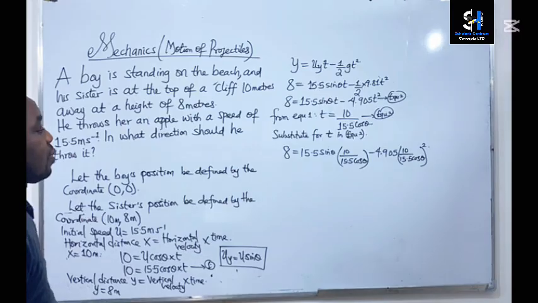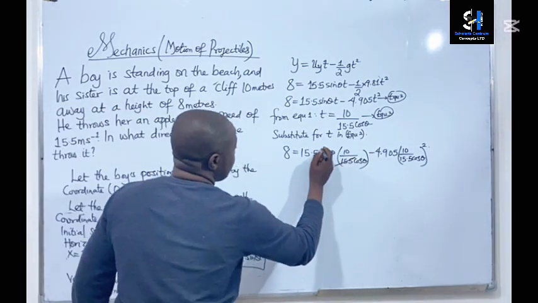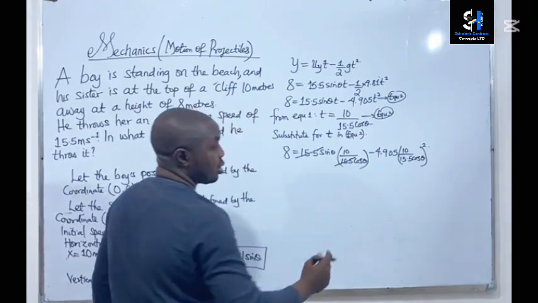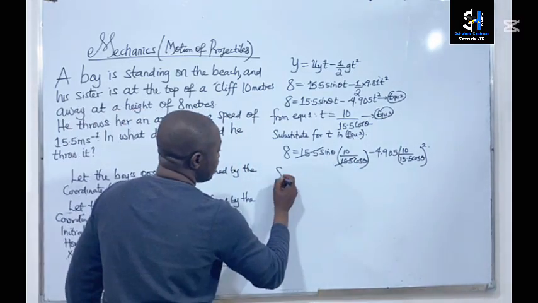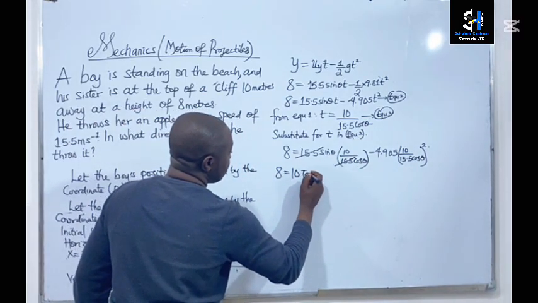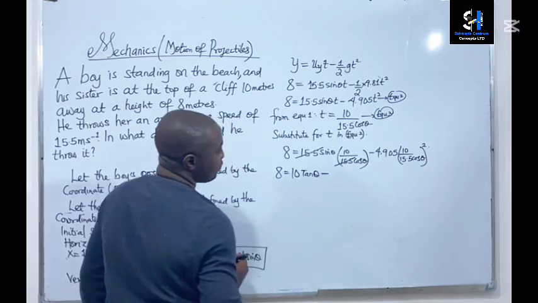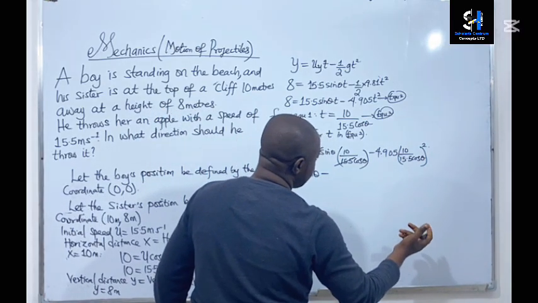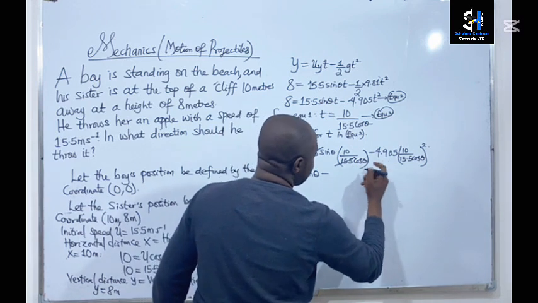All right, so this will cancel this. Sine theta over cos theta will be tan theta. So this will be 8 equals 10 tan theta. Now this is 10 squared, that will be 100. So 100 multiplied by 490.5 over, then what is 15.5 squared?